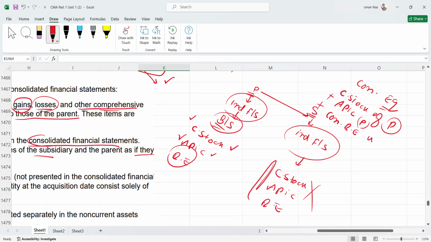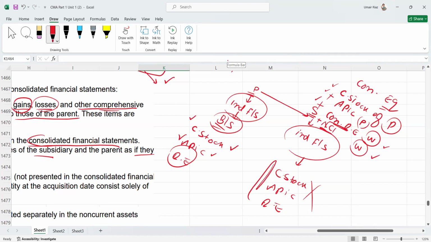This working we will learn today. Then we will show one extra figure, which is non-controlling interest, and I will also tell you the small working for how to find these figures. So when you prepare consolidated equity, you take the common stock of the parent plus the additional paid in capital of the parent plus consolidated retained earnings. For this working we need to learn, and for non-controlling interest we also need to learn, right?